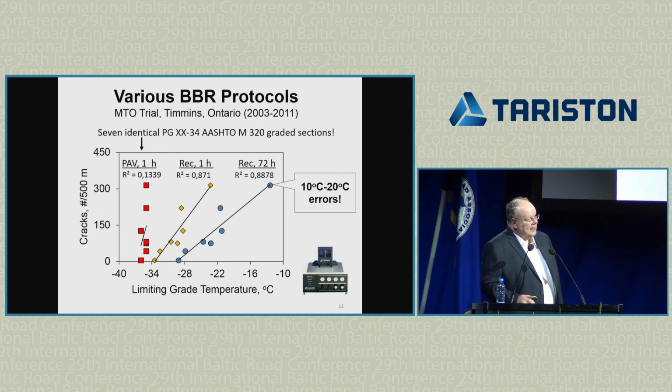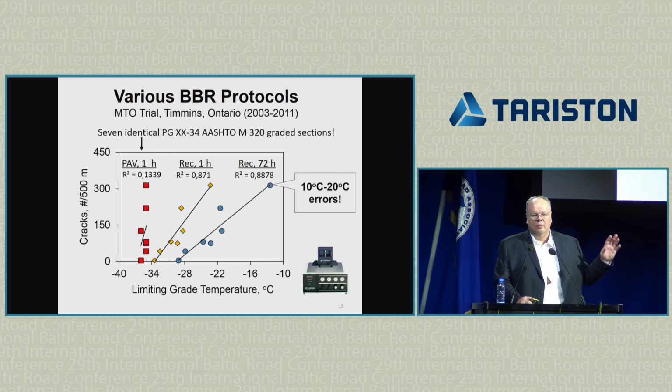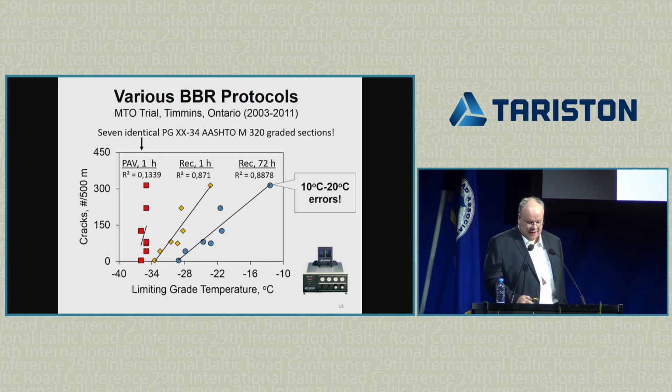You cool for 3 days, it becomes a minus 29. So the LTPP bind software shows for Timmins, Ontario, we need a minus 38. But even with an extended BBR grade of minus 29, we have no cracking for 14 years. So obviously that suggests that the BBR is not measuring exactly what we would want.